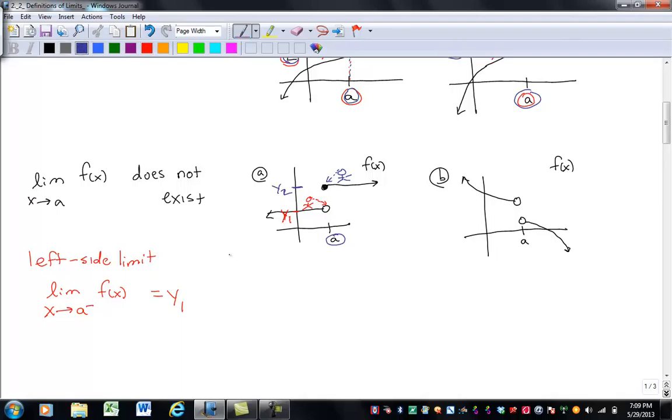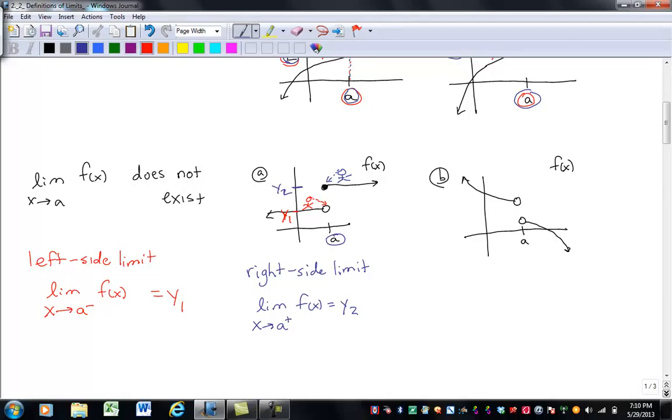The right side limit is the blue person. And the way we denote the right side limit is we write the limit as x approaches a with a positive superscript. And so what that literally says is the limit as x approaches a from the right of f of x. And we've noticed above that we wrote y2 for that. Since y1 and y2 are not equal to each other, the limit doesn't exist.